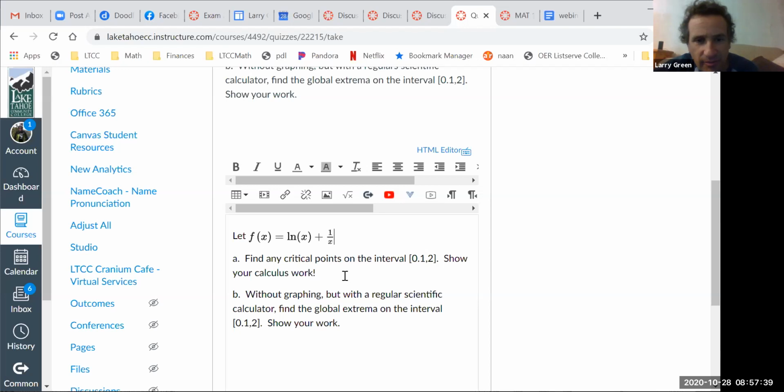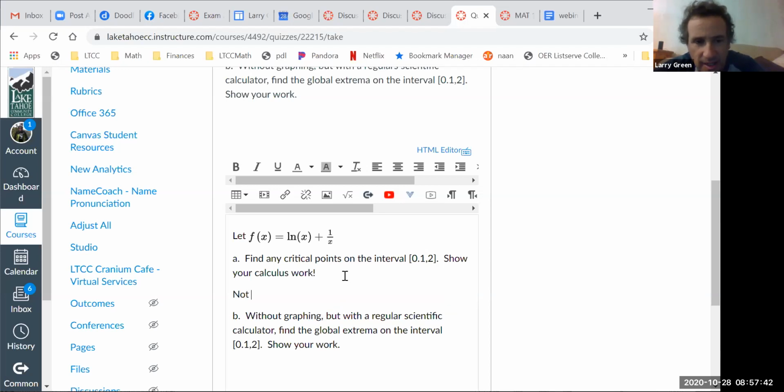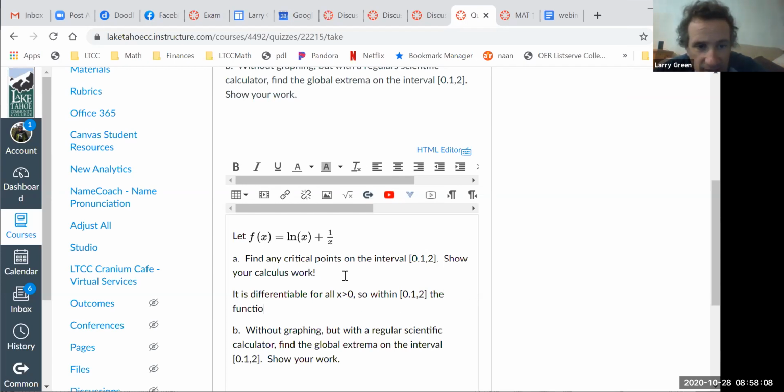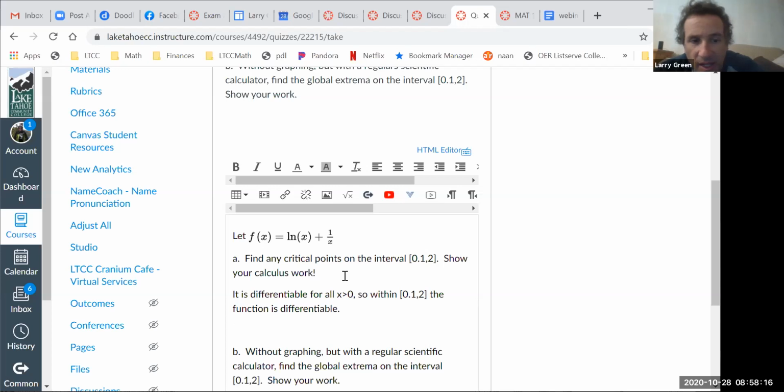So the good news is, let's write that out. It is differentiable for all x greater than 0. So within 0.1 comma 2, the function is differentiable. There's no issues there. Any questions on the first step?